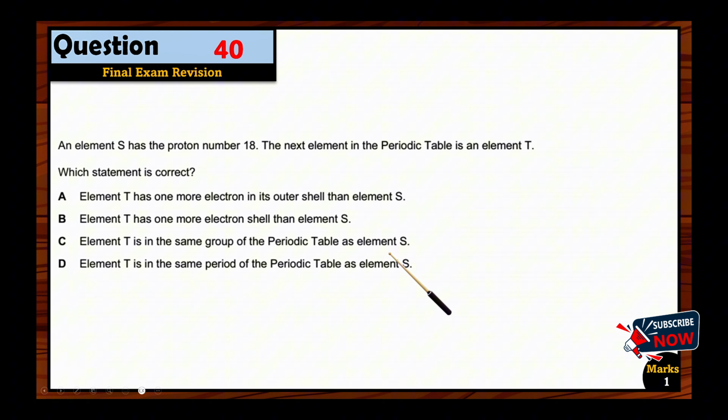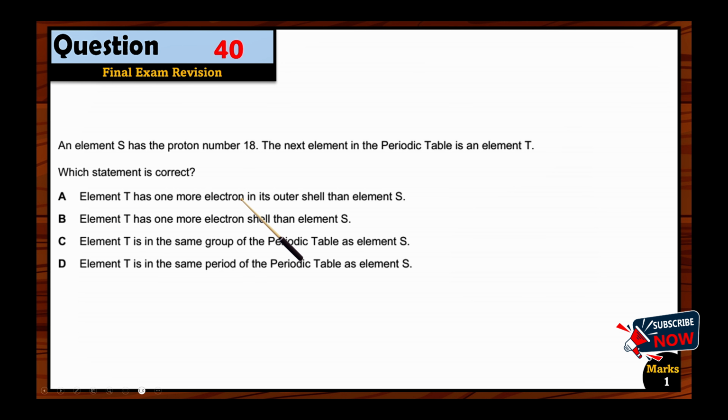Question number 40. An element S has the proton number 18. The next element in the periodic table is an element T. So if you see in the periodic table, you have to open your periodic table. Which one has 18? Okay, it's argon. So argon is 18. So the next one is potassium. So now which statement is correct about potassium?